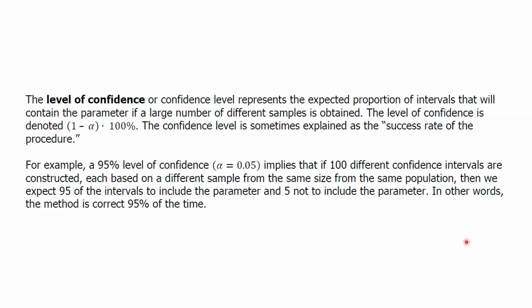So an important distinction here is that we are not saying that there is a 95% chance the true parameter is in our specific interval. We're saying that if we repeated this process 100 times, about 95 of those intervals would contain the true parameter.